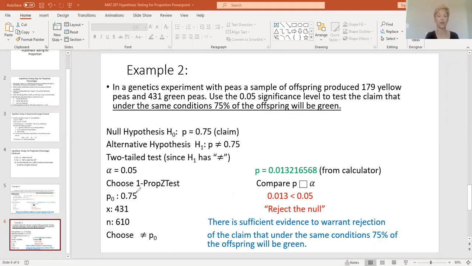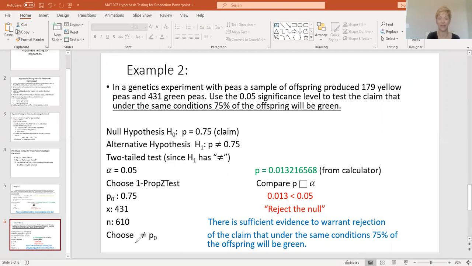So that goes there. My total, I didn't have a total. How did I get my total? Well, I added my yellow to my green and got 610 total. Now, is X the green peas or the yellow peas? How do I know? Well, look at your claim. So you're saying it will be green. So that's why I put 431. Now, how do I decide which test to choose? Remember, I go back to my alternative. It said not equal, so I choose not equal.